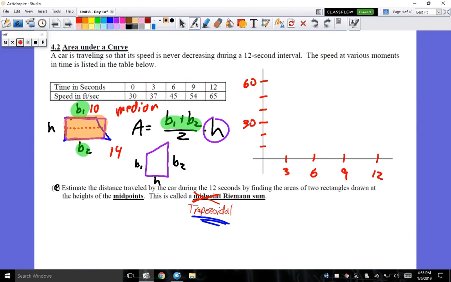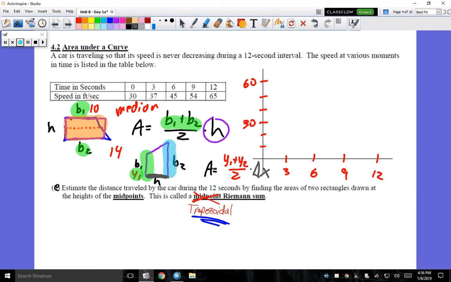Alright, so now the area of each one, because it's looking like a graph, this is y1. Whatever this height is right here is that y value. Whatever this height is, y2. So we would have y1 plus y2 divided by 2 times the height. And the height is now going to be something called delta x. It's going to be the jump or the width, the change in x.